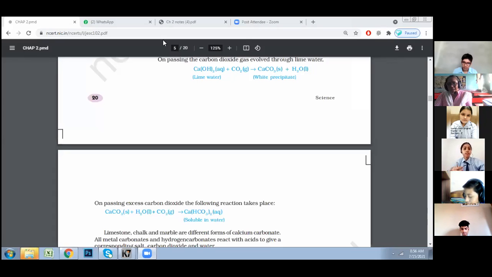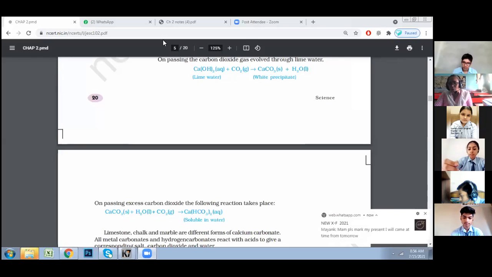In case of carbon dioxide, children, we are going to learn two tests, that is physical test as well as chemical test. Physical test of carbon dioxide is what? Do you know? You did it in junior classes. Please write down here. Test of carbon dioxide. Number one, physical test. Write down in your notebook.